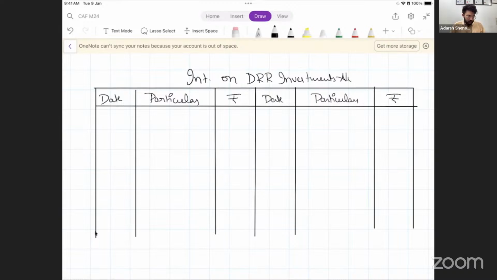Correct? No. So by bank account. So this is 1,50,000 into 4% into 2 by 12.